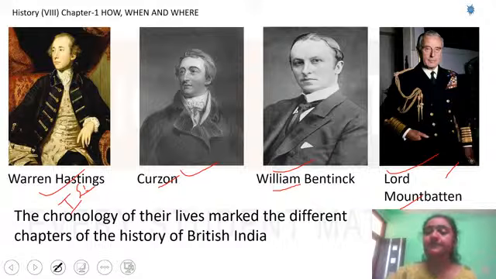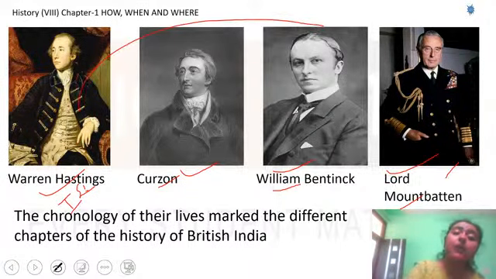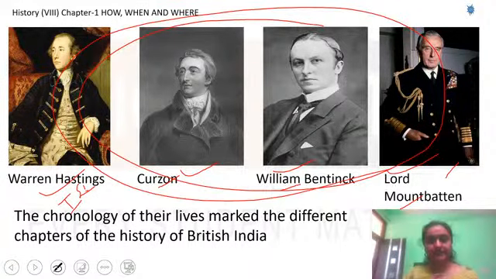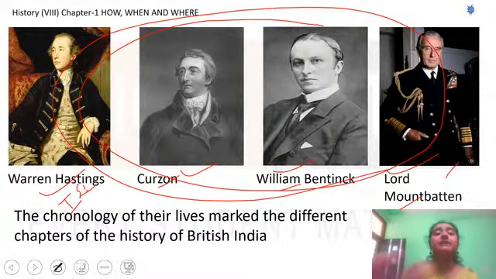So Warren Hastings was there, and Curzon. They are different governor generals, but actually the history written by British historians revolved around these personalities only. Okay, these personalities only, as in it's about their achievements, about their policies, about their activities, what they have done, all these things. Okay, so British historians wrote the history of India by thinking about these people only.